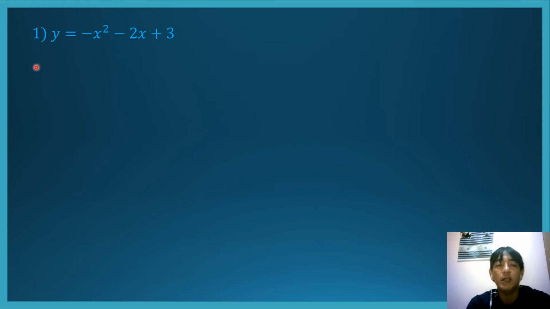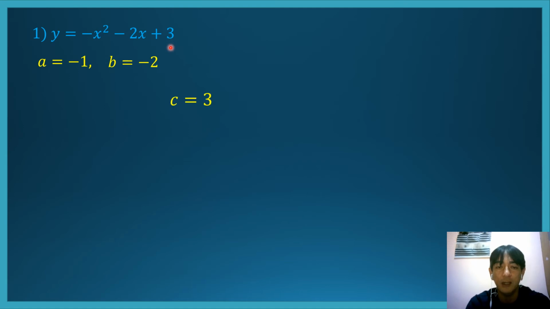Okay, so let us have examples on converting a quadratic function in general form to vertex form. So, we have here y equals negative x squared minus 2x plus 3. Okay, so very important, ma-identify natin ang values ng a, b, c. So, a here is negative 1, right here. Ang b natin is also a negative, negative 2, and then ito yung c natin.